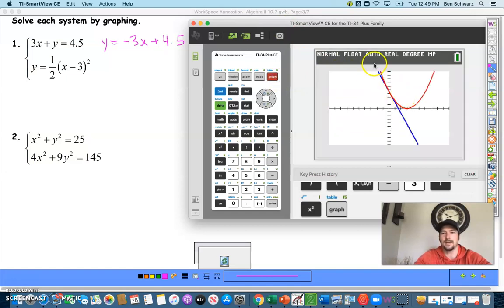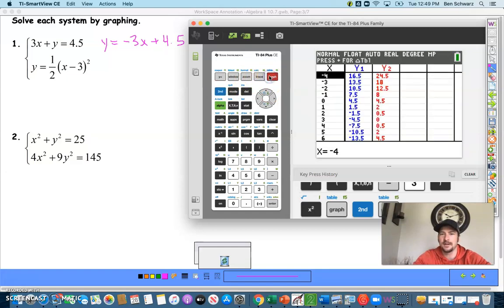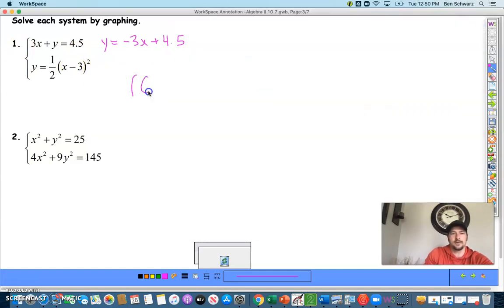And so it looks like we got a line and then a parabola. It's kind of hard to tell how many intersections, but I would say it looks like 1, maybe at 0, 4.5. And then remember, you can go second graph to look at your table. If I'm looking at my table here, what I'm looking for is these y's to match up. So not matching, not matching, not matching, not matching, and boom, right here. So they intersect at the point 0, 4.5. So this one only has 1 solution, and that's just fine. It's less work to do, right?